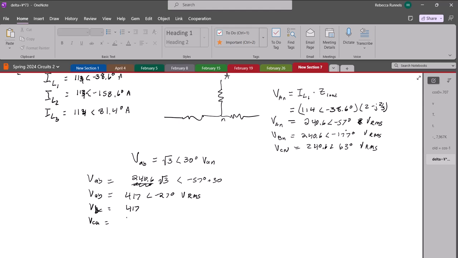So my other voltages will have the same magnitude, and they'll be off by 120 degrees, so this will be negative 147 degrees volts RMS. And then if I added 120, I'd get 93 degrees volts RMS.